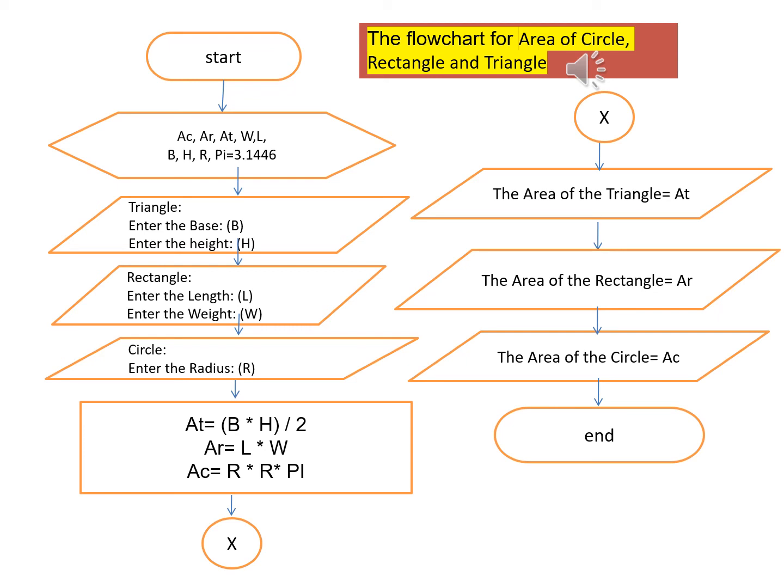Next, continuation: I use on-page connector to connect the two flowcharts rather than to use the arrow. So on the next is the display message for the area of triangle. Next is the display message for the area of rectangle, and next is the display message for the area of circle. Then last is to end the terminal.